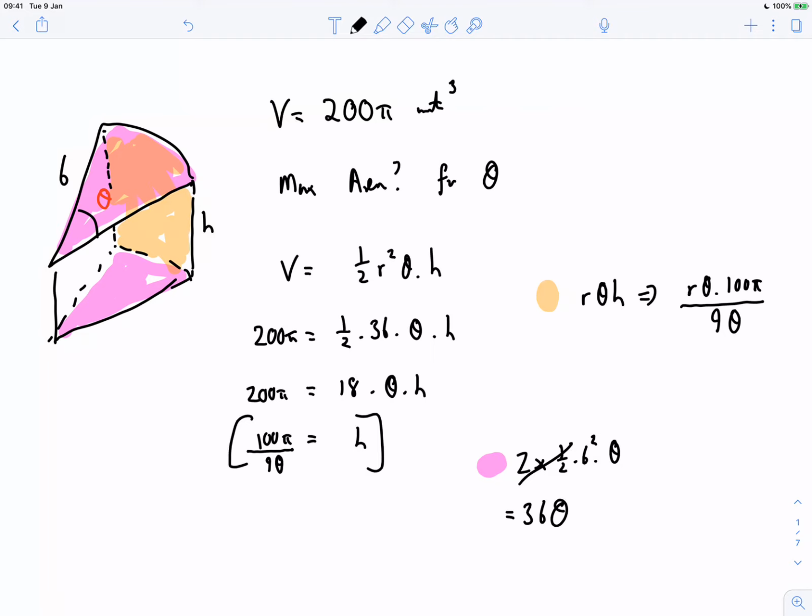Oh, I know what r is, you silly boy. R is 6. So this is actually going to be 600 pi over 9. The thetas cancel, so this is going to be 600 pi over 9. I can divide by 3 top and bottom to get 200 pi over 3. So that's interesting. That's a constant. Cool. So that bit there is always a constant area. Doesn't matter what we change theta to. Interesting. So we'll take that and put it over here.